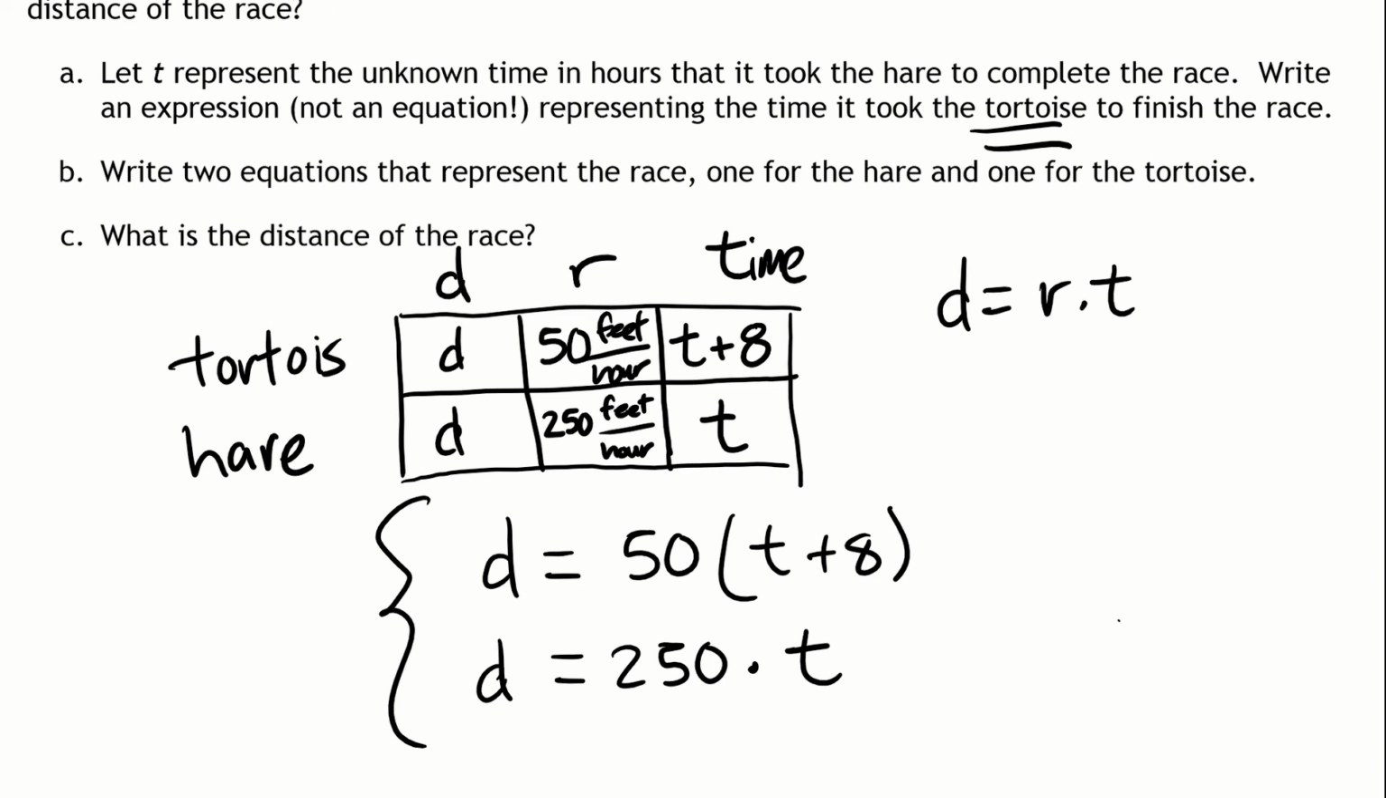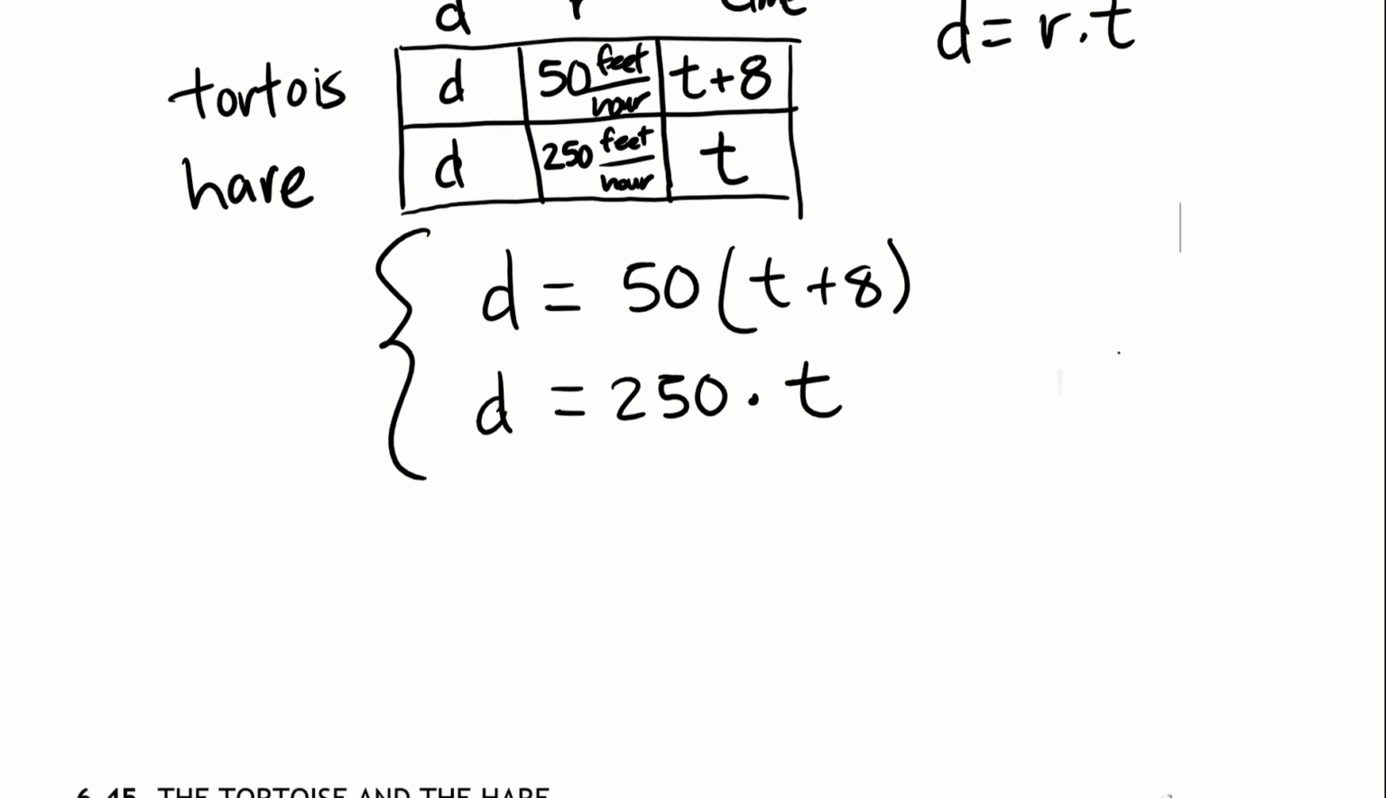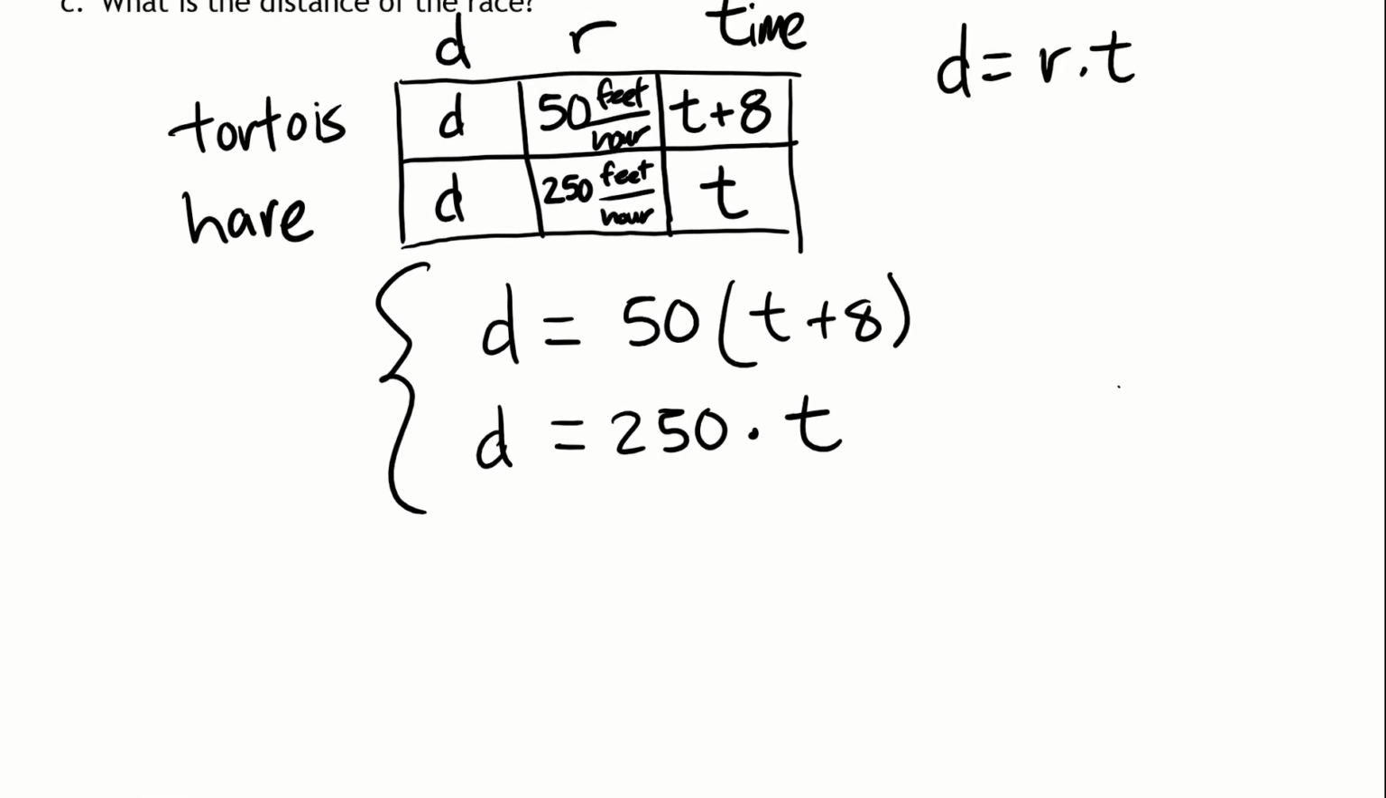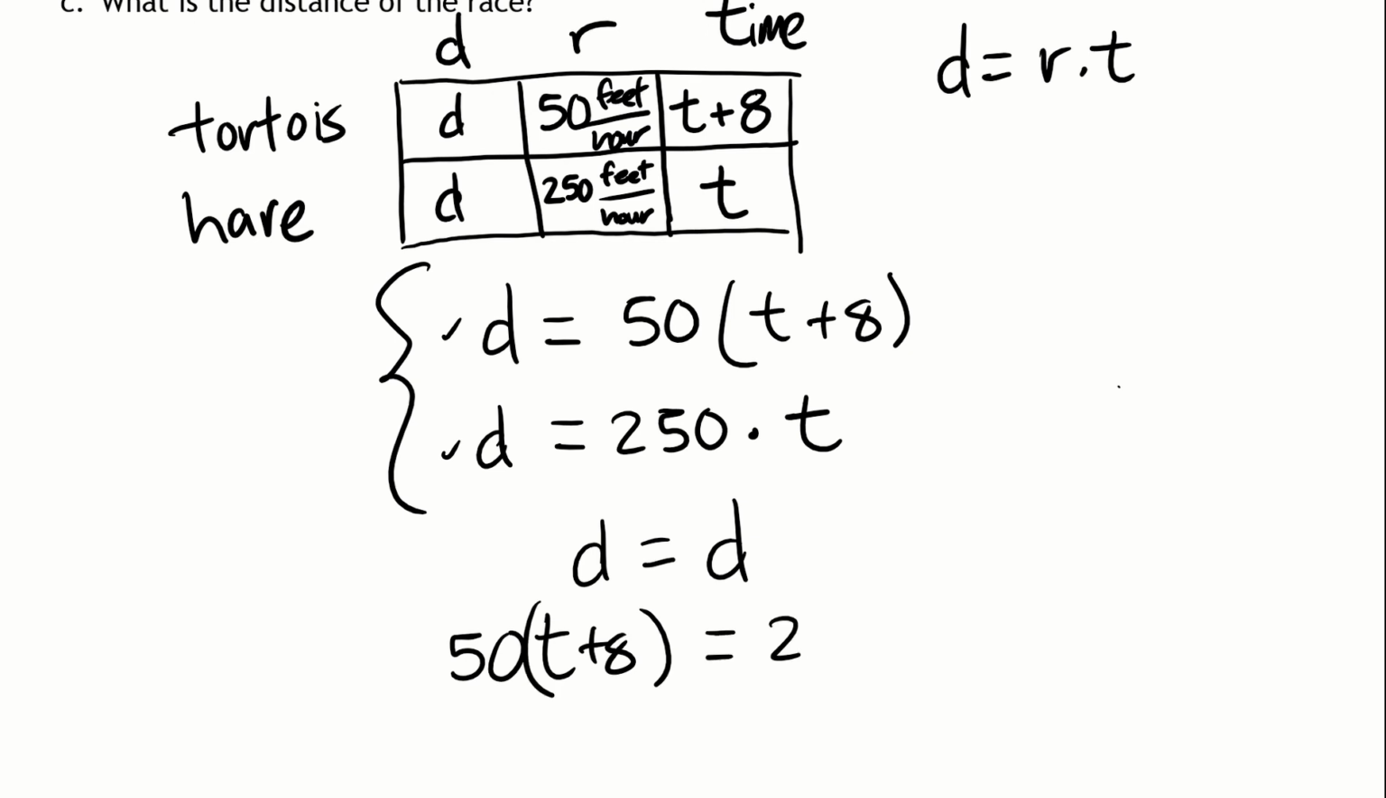So I do have two equations here. B says write two equations that represent the race, one for the hare and one for the tortoise. And you can see how my table helped me organize that. And now question C is asking me to find the distance of the race, D. Well, in order to figure that out, I'm going to solve for t first. Because the distance of the race is the distance of the race, because this d is equal to this d, it follows that 50 times the quantity t plus 8 is the same as 250t.